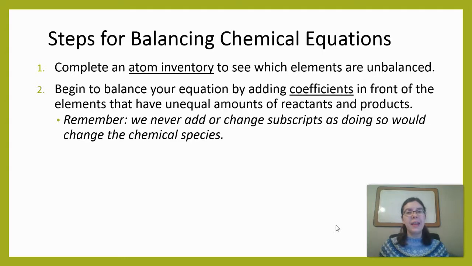Once we have the atom inventory, we're then going to start to add coefficients in front of the compounds that are unbalanced. Now remember, the coefficients are the big numbers and they apply to everything that comes in that compound. So we need to make sure that we're thinking about how it impacts all the things in that compound.